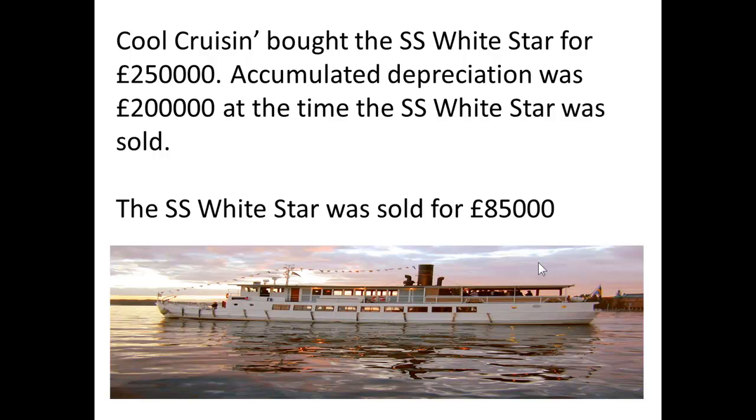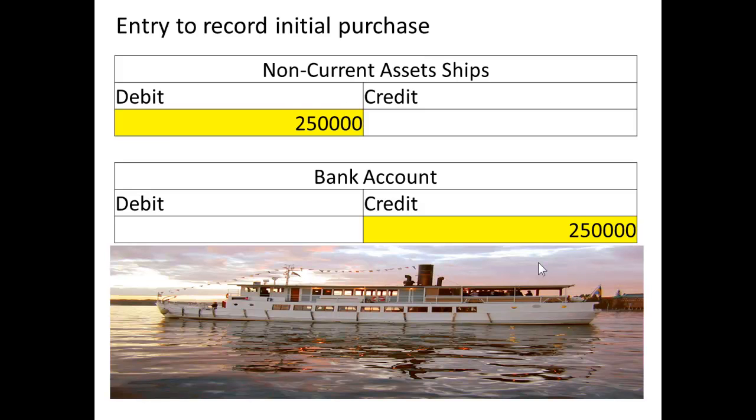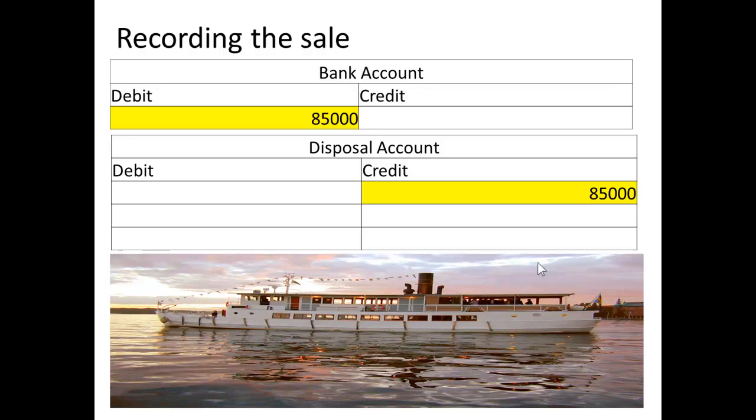Now we'll just take a second example. Cool Cruising, who bought the SS White Star, £250,000. The accumulated depreciation was £200,000 at the time that the ship was sold, and it was sold for £85,000. So initially, you will remember, we would have recorded a debit of £250,000 for the non-current asset of ships, and we're assuming we paid for this with cash, so we would record a credit of £250,000.